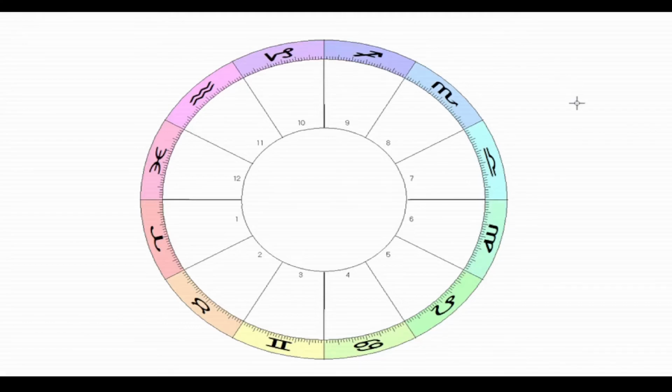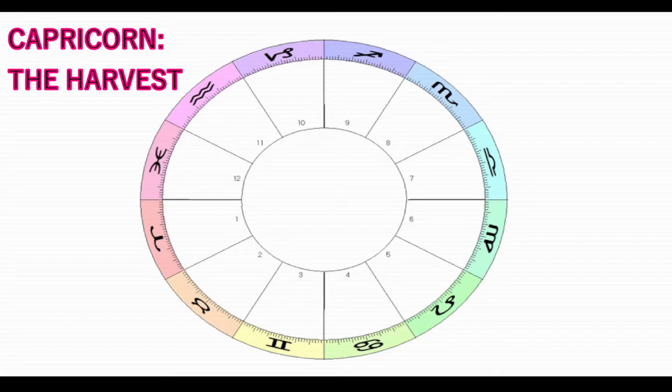Okay, so then we have Capricorn. Capricorn represents the cardinal sign for winter. So here we have the winter solstice. Capricorn is the first month in winter, therefore it's a cardinal sign.